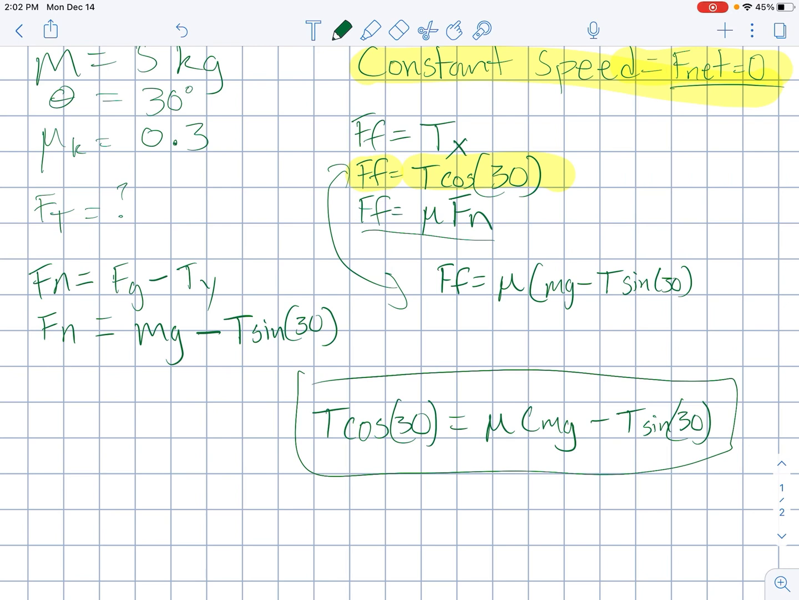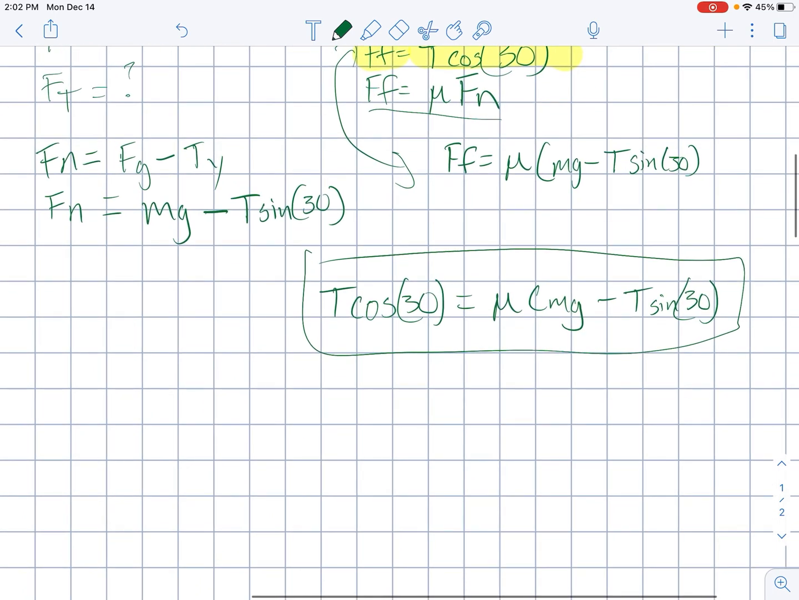And from here, what we can do is just work out some algebraic steps in order to solve for our force at an angle. All right. So one thing we can do is rearrange this a little bit. All right, so we're going to get, let's factor this all in.